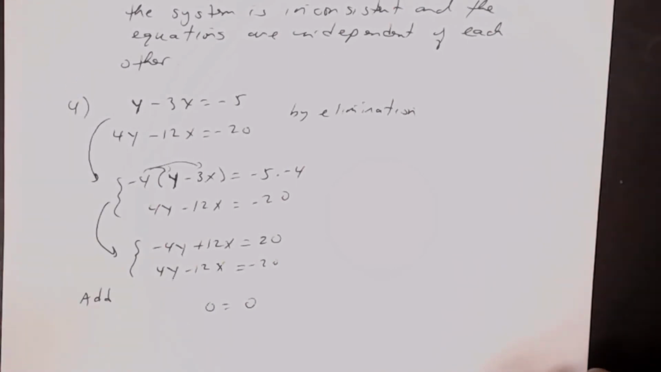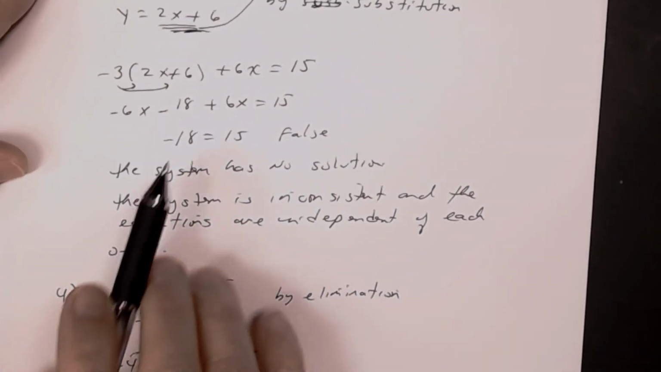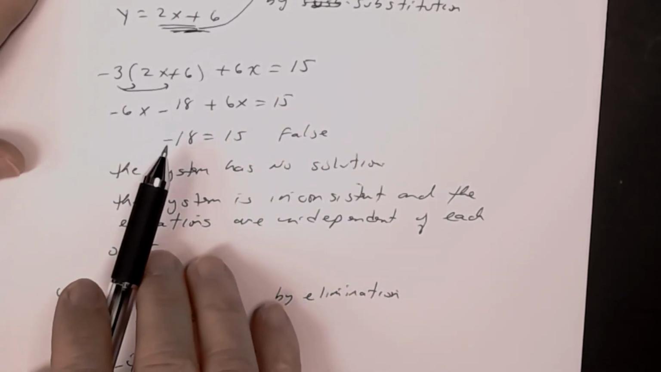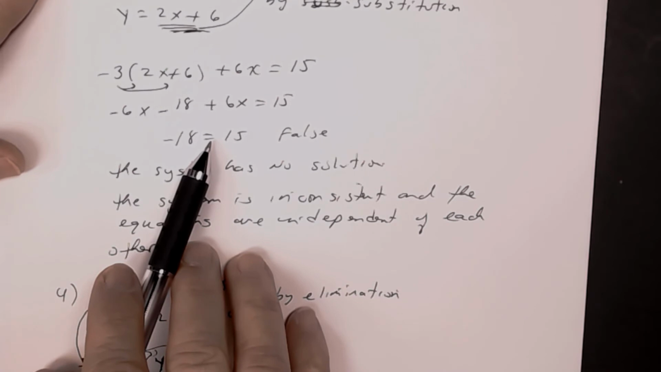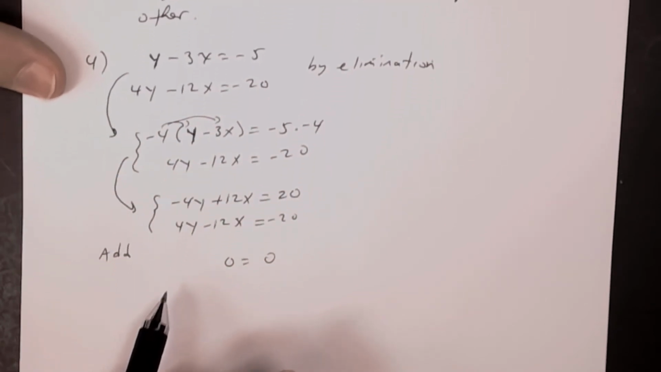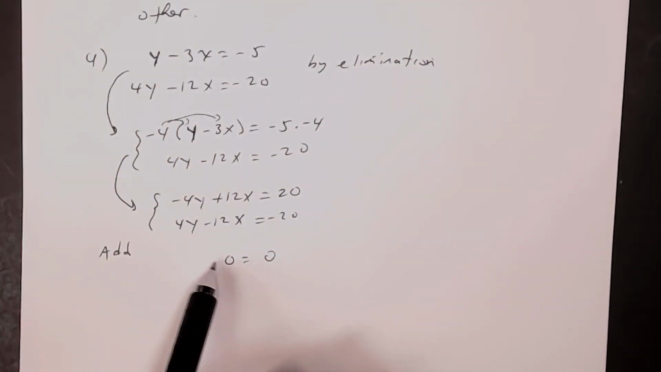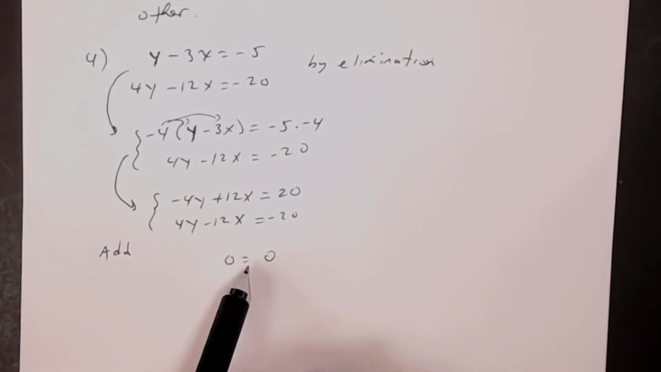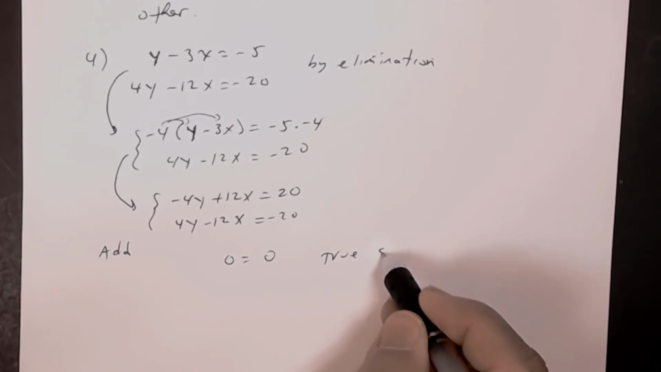So that goes back to that previous problem where we had the variables disappear. When the variables disappear, there weren't any variables left, and you look at that statement, that's a false statement. Negative 18 will never equal 15. So then we said the system had no solution. Right here, when we solved this system, we had 0 equals 0. The variable disappeared, and that statement is a true statement. 0 does equal 0, so that's a true statement, right?